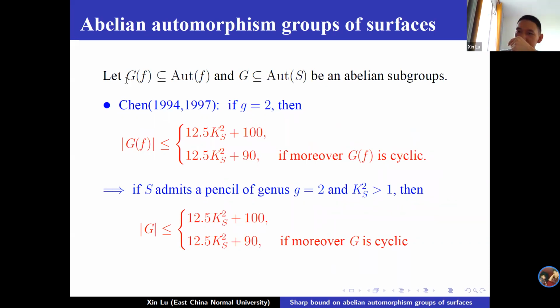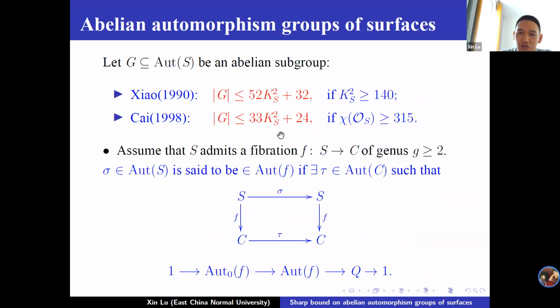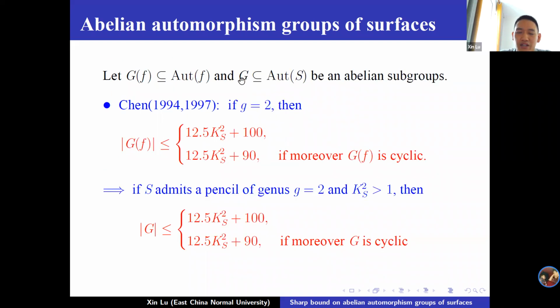So here I just note G_F is a subgroup of Aut F. If I'm writing this way, it just means that there exists a fibration on S. So we already have a fibration on S. Here F has to be the fibration. And just write G is a linear subgroup of Aut S. So here in this case, the surface S may have no fibration.